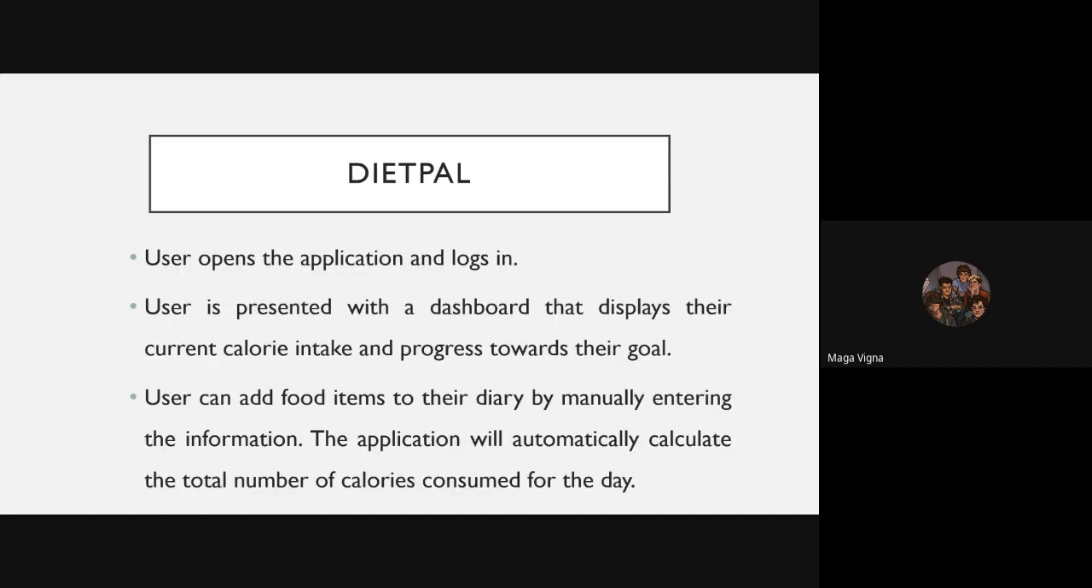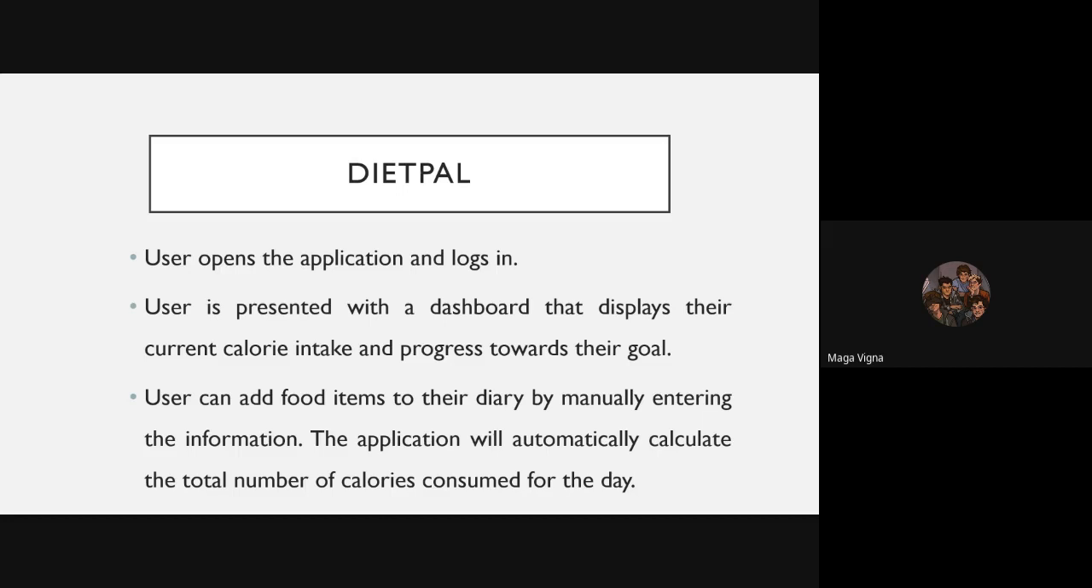Next, I would like to explain my product, DietPal, and how it works. In this application, first the user can open the application and log in or sign in, and the user is presented with a set of options. Like I said, it has two main objectives: track calories and know about your food. The user can select what they want to do in the day.